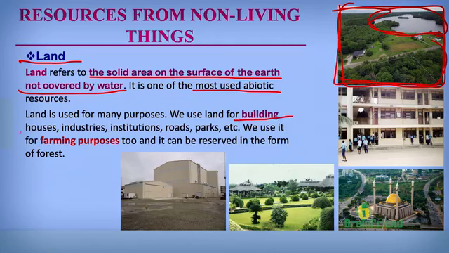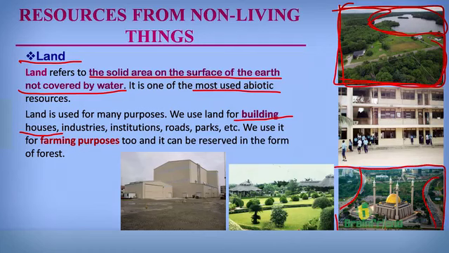We use land for building houses. We use land to build industries. We build institutions on land. We build roads on land. As you can see from all of these diagrams, these are structures that are all built on land.